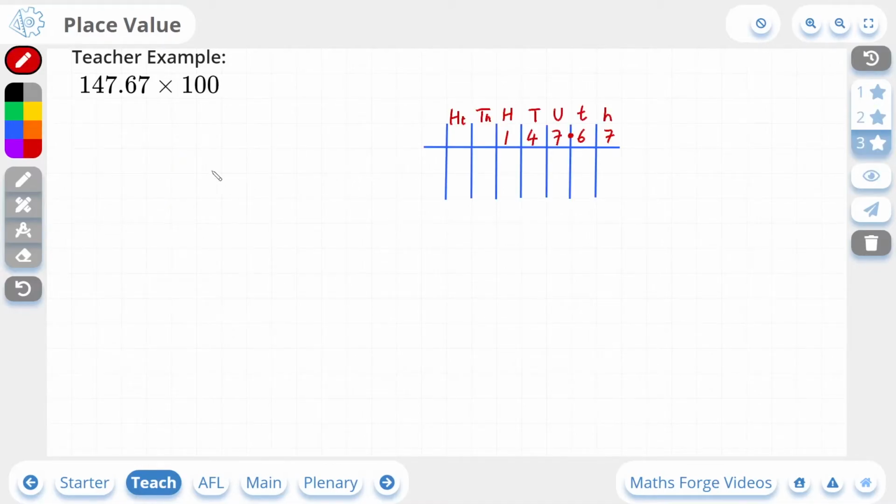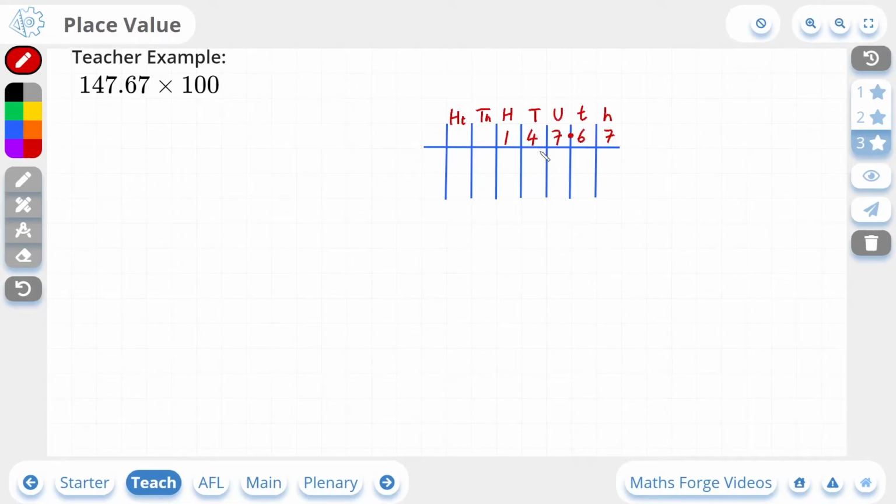Okay, on example 3, we're asked to calculate 147.67 times 100. In this case, I've just drawn a place value table here, and we can see where all of the digits are in their place value. It's kind of similar to the 2-star example, but we're going to work it out differently. I'm going to show you what happens to the numbers when you multiply by 100.